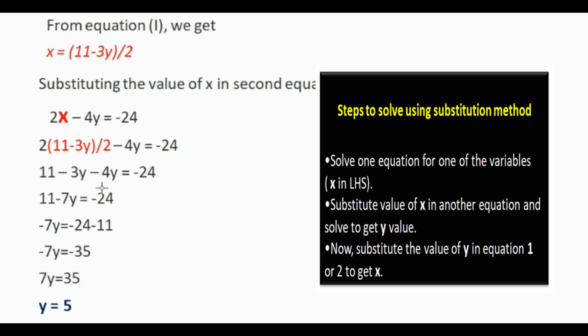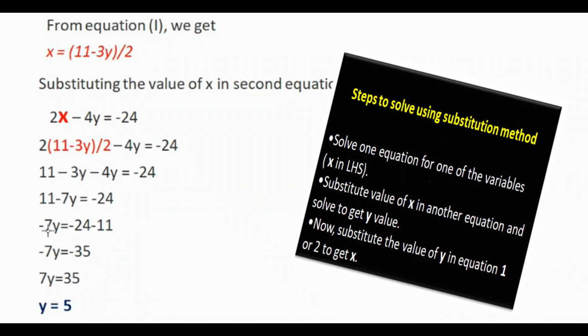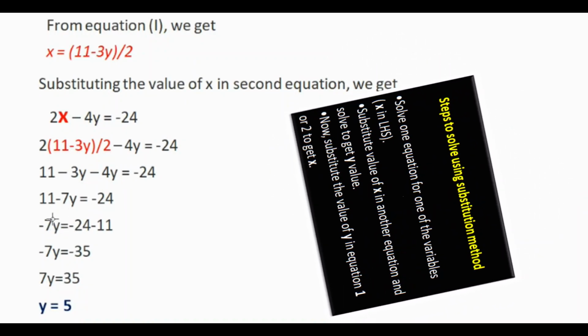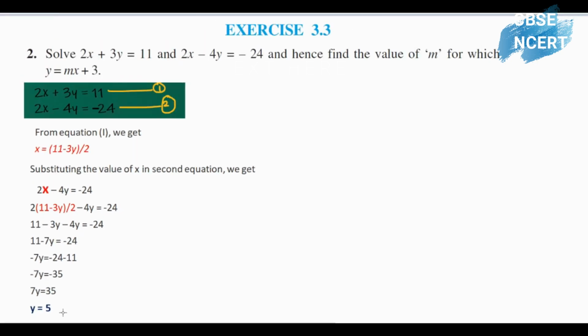Minus 3y minus 4y, how much, students? It is minus 7y, taking the other terms as they are. So minus 7y is equal to minus 24 plus 11, which moves to the other side and becomes minus 11, which becomes minus 35. Minus 24 minus 11 is minus 35. Negative, negative cancel. 7y is 35. y is equal to 35 by 7, which is 5. So now we got the y value.